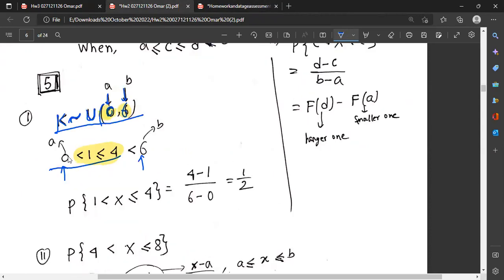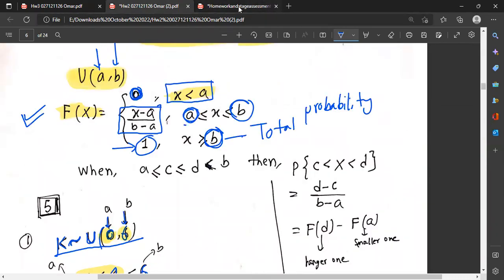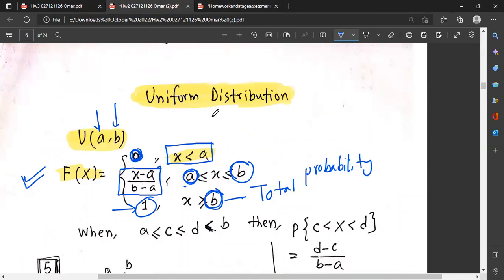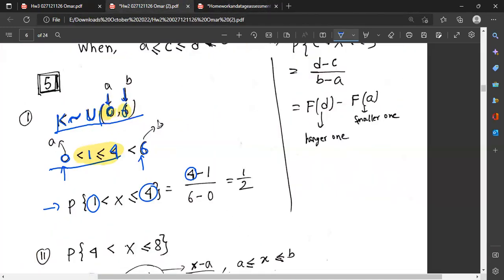So that's why I have written it this way. 0 and 6 are the values of a and b, and we have to find 1 and 4, right? 1 and 4 are between 0 and 6. So the probability of x greater than 1 and less than or equal to 4 will be, you see the formula, x minus a by b minus a. So let me just calculate 4 minus 1.